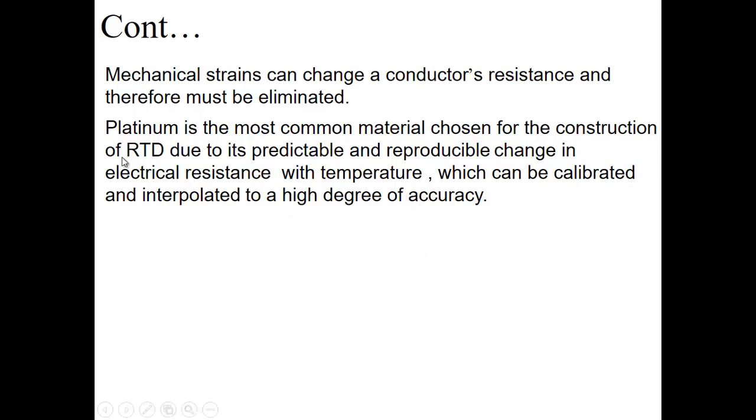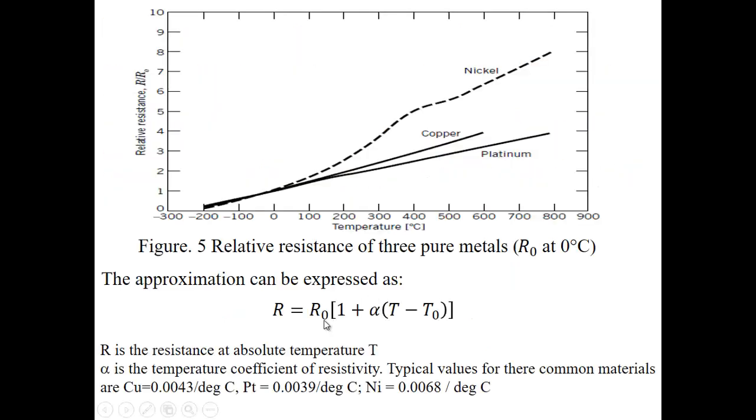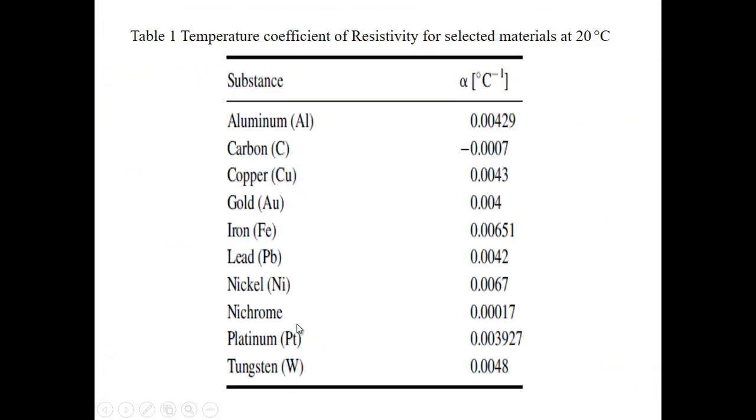Okay, for the RTD materials, most industrial players use platinum because of the advantage that it can be calibrated and interpolated to a high degree of accuracy. Okay, ni di sini kita table 1 shows the temperature coefficient of resistivity, the alpha here. If you can see, different materials have a different temperature coefficient of resistivity, which will reflect in the resistance of the system. So different materials will give a different resistivity.